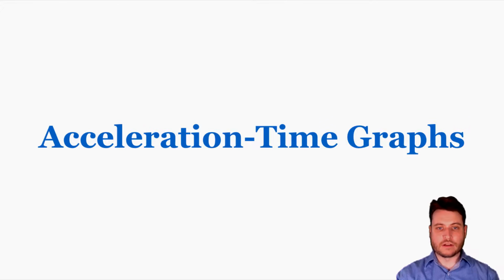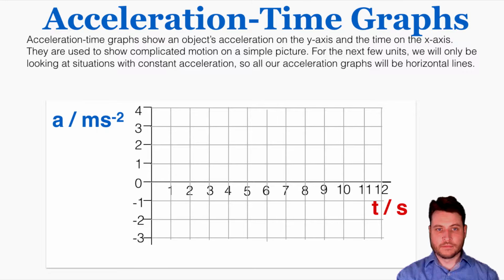This video is about acceleration time graphs. You may have guessed by now that acceleration time graphs show an object's acceleration on the y-axis and the time on the x-axis. They're used to show complicated motion on a simple picture.